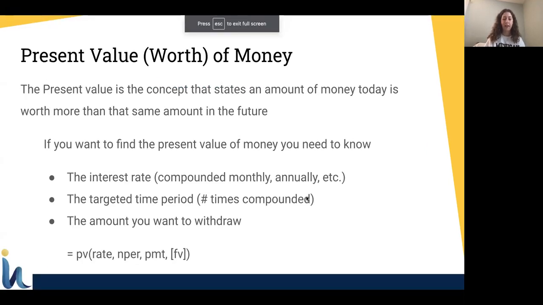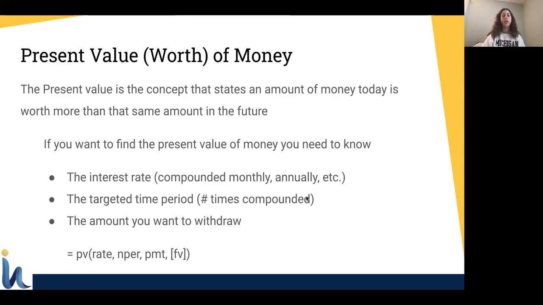So the present value or present worth of money is a concept that states an amount of money today is worth more than the same amount in the future. So if you have $100 today, it's not going to be worth the same amount in say 5 years. This is because of inflation and economic principles; money just depreciates over time because prices of different products fluctuate all the time.